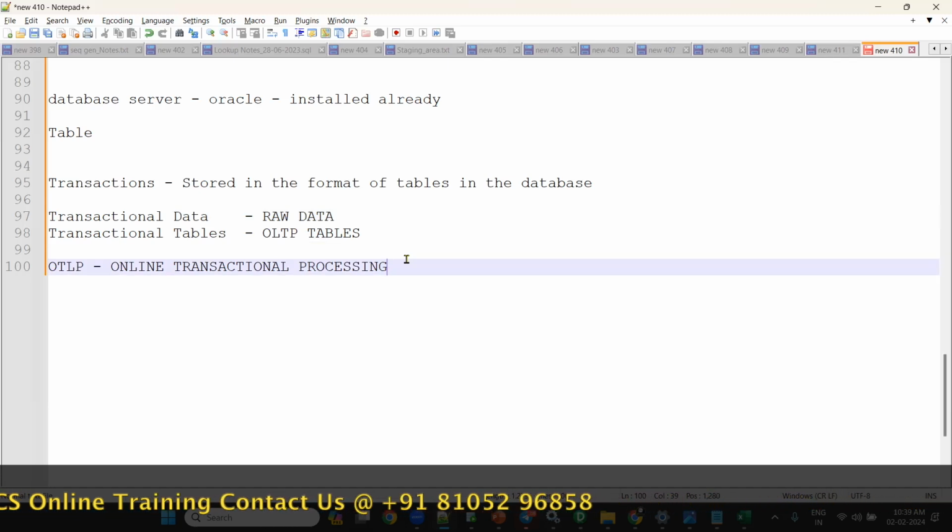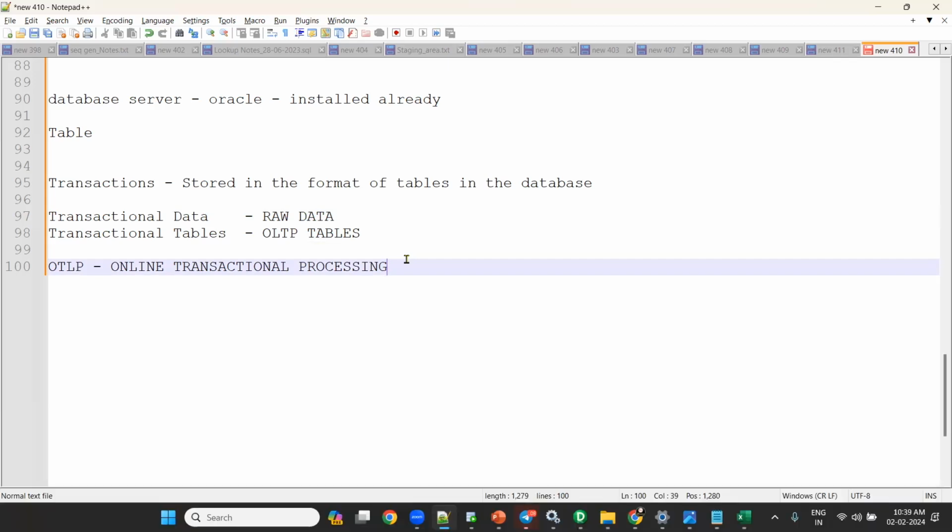Did you understand clearly what is transactional data? What is OLTP? Okay, fine. I have the OLTP, and I have the data in my transactional tables. Okay, what is the use of it? Then again, why Informatica? We'll see now.